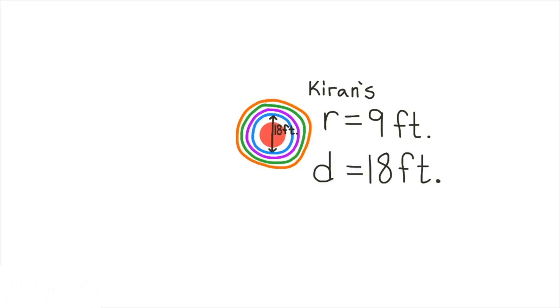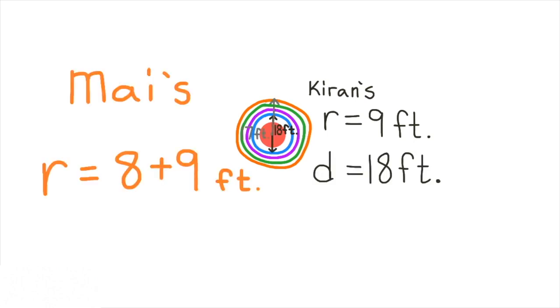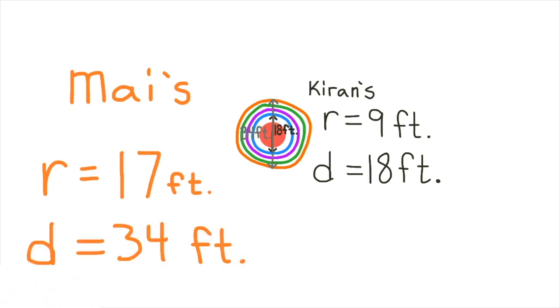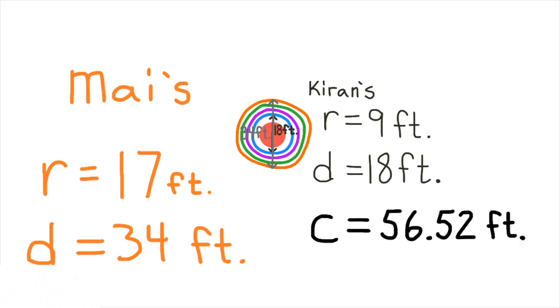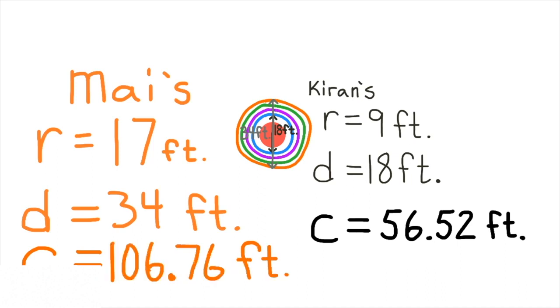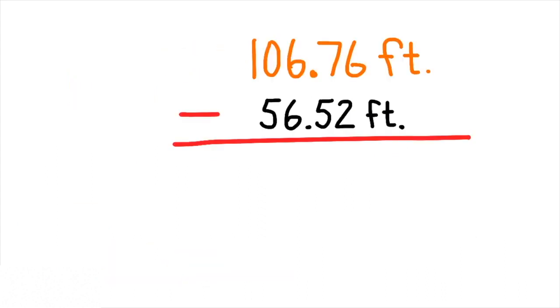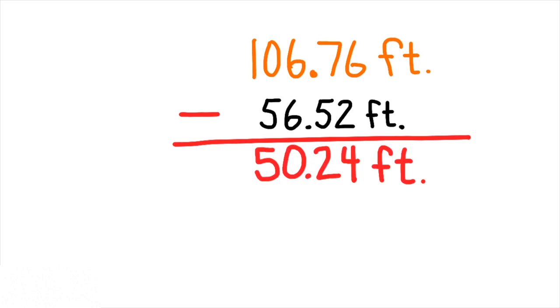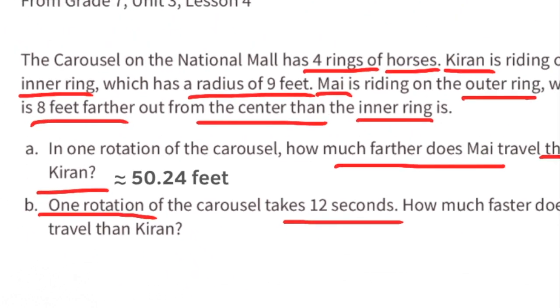Here's a look at the carousel from above, with Kieran's blue inner circle and Mai's orange outer circle. Kieran's radius is 9 feet, that makes her diameter 18 feet. Mai's radius is 8 feet longer than Kieran's radius, so Mai's radius is 17 feet, that makes Mai's diameter 34 feet. The circumference of Kieran's circle is 56.52 feet, and the circumference of Mai's circle is 106.76 feet. That's a difference of 50.24 feet. That means that with one rotation of the carousel, Mai travels 50.24 feet further than Kieran.